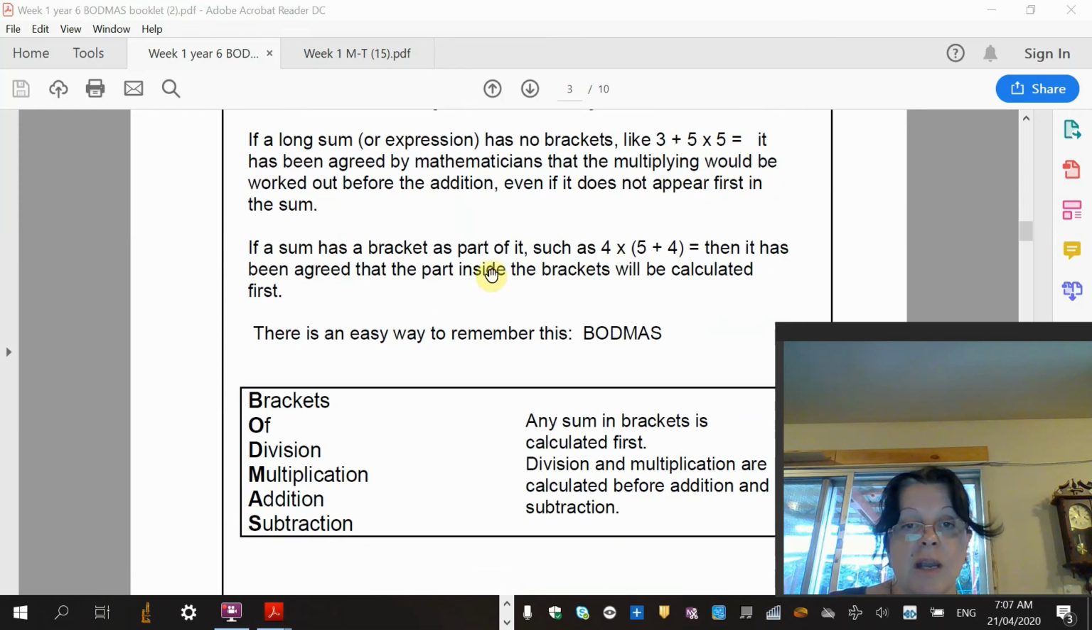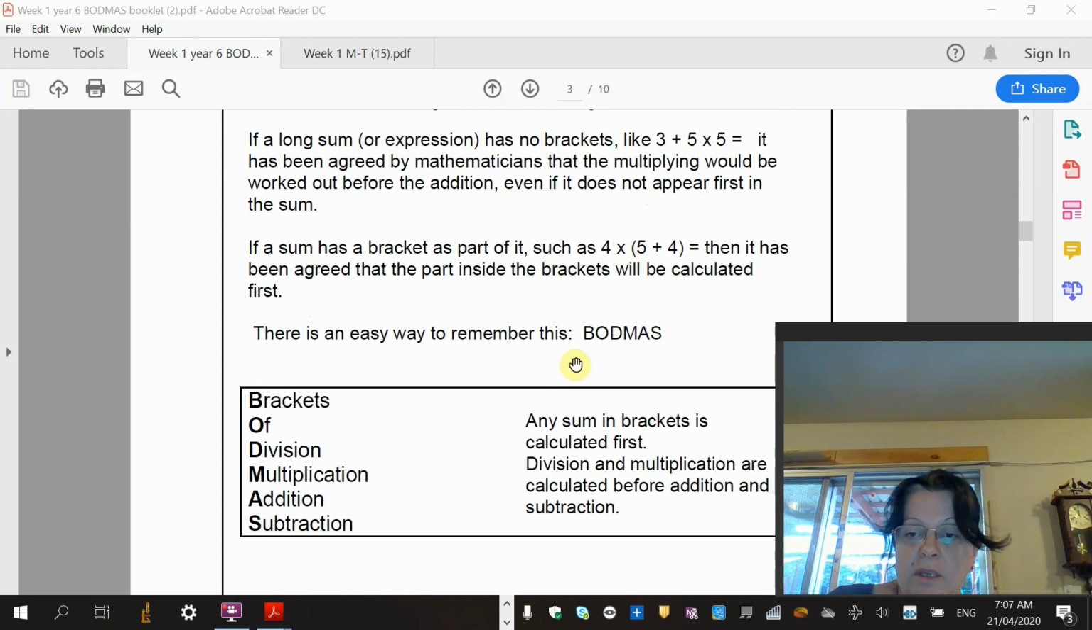If a sum has a bracket as part of it, such as 4 times (5 plus 4), then it has been agreed that the part inside the brackets will be calculated first. So this is something that you need to remember. BODMAS says brackets first. So even though this is not multiplication or division, which would ordinarily come first, because it has the brackets, you do that first. And then you multiply it by 4.